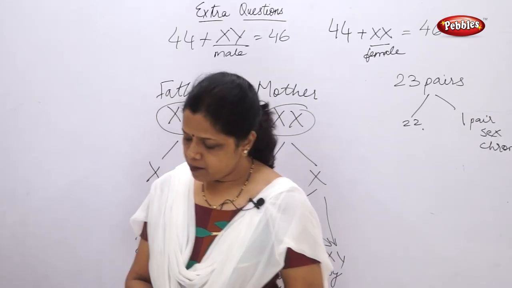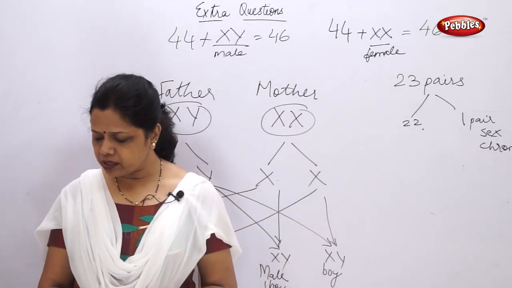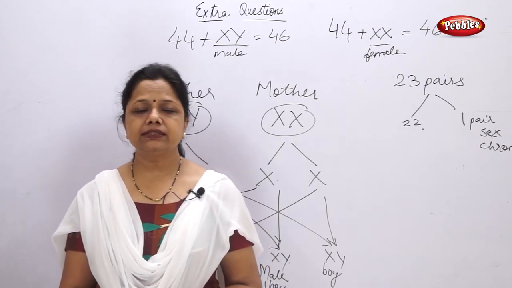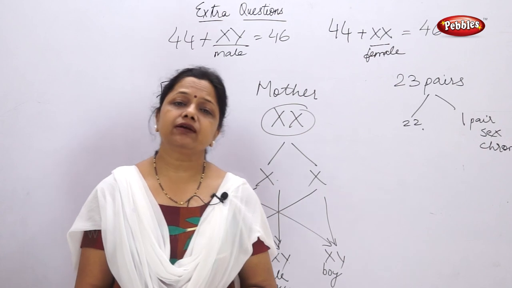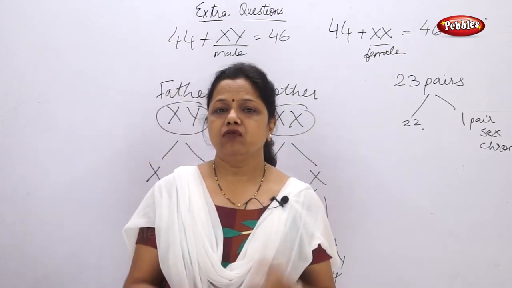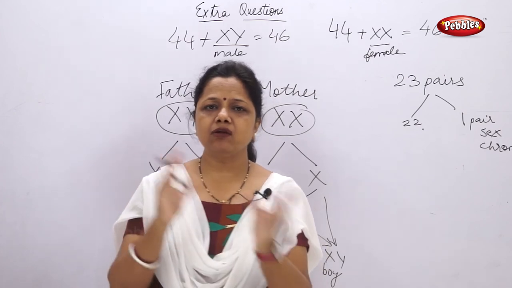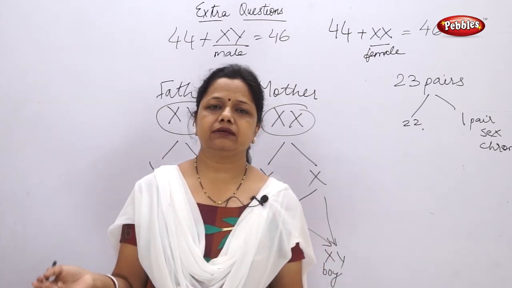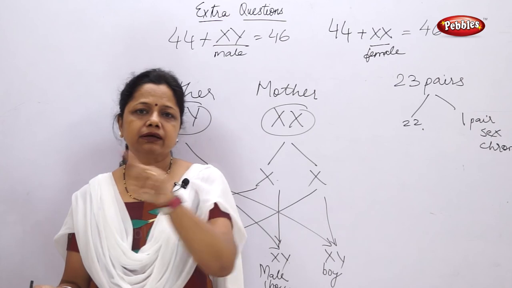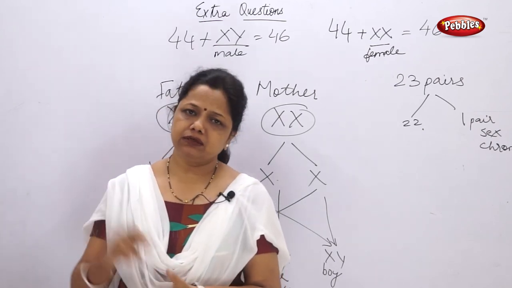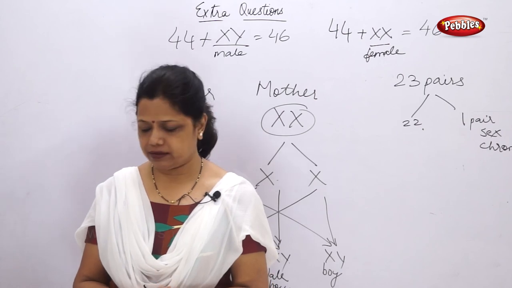Next one, Mendel's experiments were based on a number of visible dash characters of pea plant. Dash characters means contrasting characters, visible, what we can see. If I see red and yellow flowers, they are contrasting characters. If I see round seed and wrinkled seed, they are contrasting characters. So the dash, you will write contrasting characters.